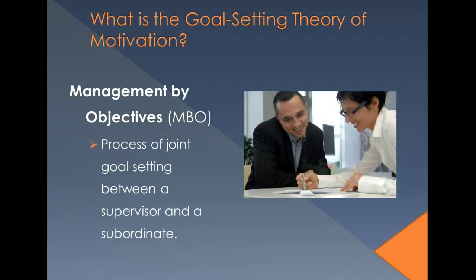What is MBO, management by objectives? And just like the slide says, a process of joint goal seeking between a supervisor and a subordinate. So pretty much common sense. If you are the supervisor, you want to motivate your employee by setting a clear stream of objectives. It's essentially a process of joint goal seeking between managers and those who report to them.